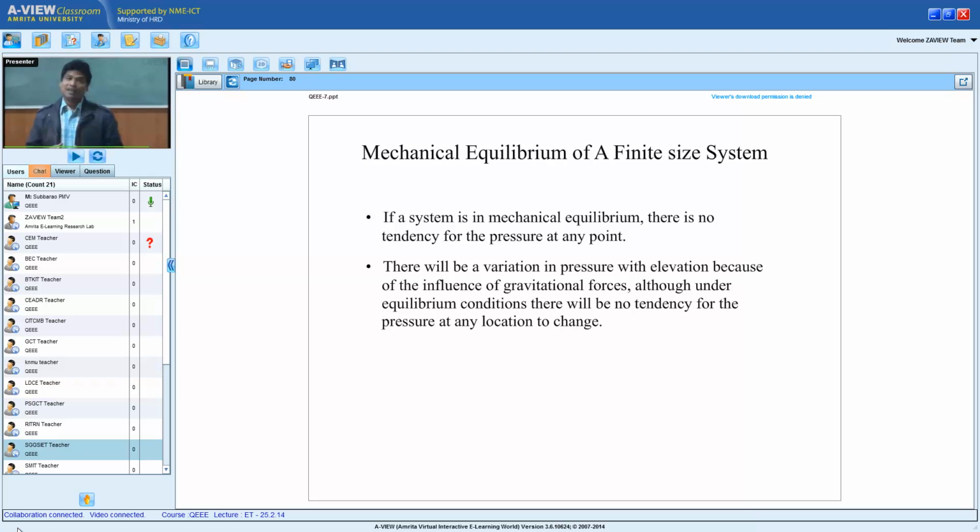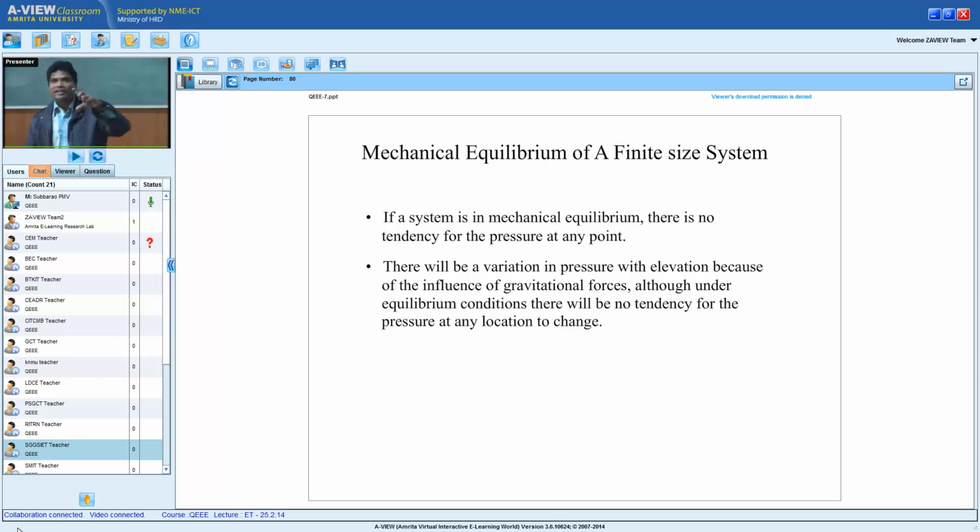Suppose I go into a space where there is no gravitational force at all. Then mechanical equilibrium means that the entire field has uniform pressure. Because of gravity, the mechanical equilibrium has to be corrected. If the pressure varies according to the gravitational or hydrostatic force, even then the equilibrium is maintained.